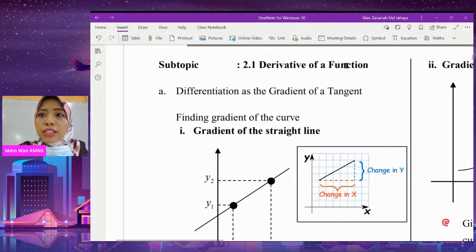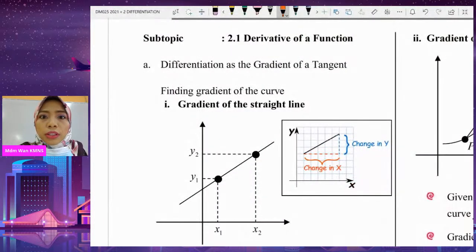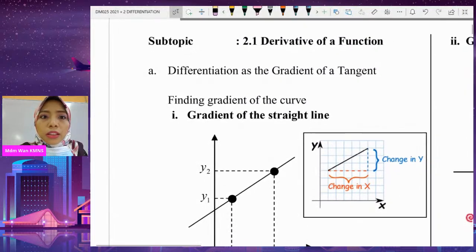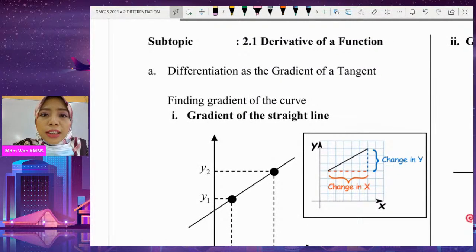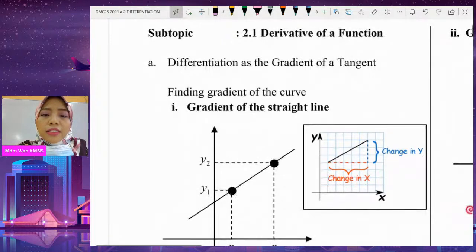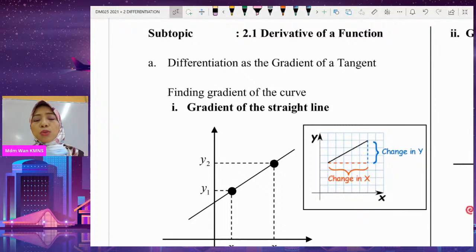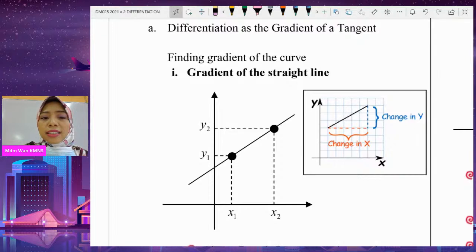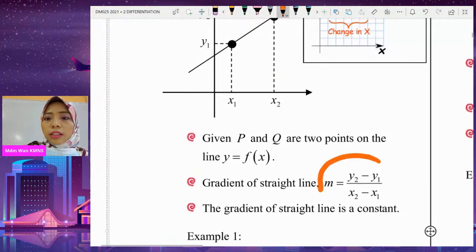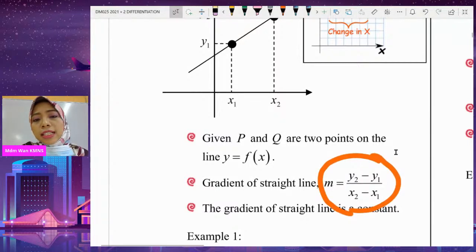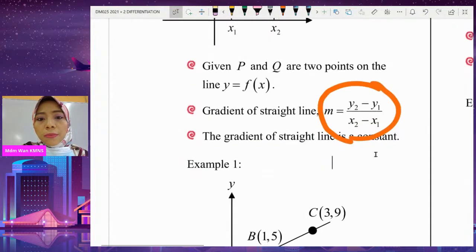I have given you these notes. We are going to go through this subtopic, which is the derivative of a function. As you can see here, differentiation as the gradient of a tangent. Before this, you found the gradient m equals y2 minus y1 over x2 minus x1, meaning the change in y over the change in x. That is when you are given two points.